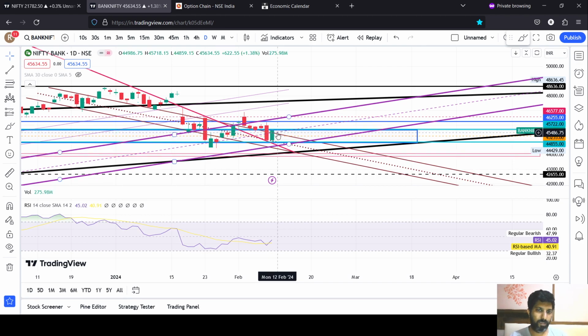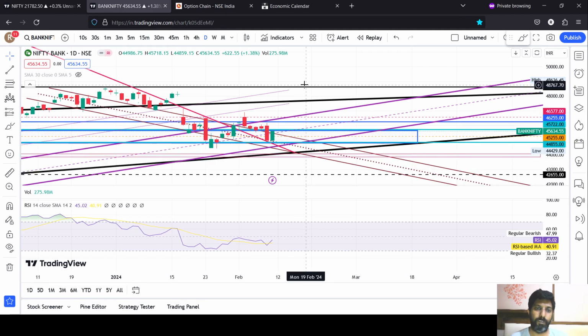Now, if tomorrow's candle happens to close above this bullish piercing pattern, then it signals further upside. The key level to watch out for here is 46911. 46911 is the level to watch out for, above which there will be more upside.